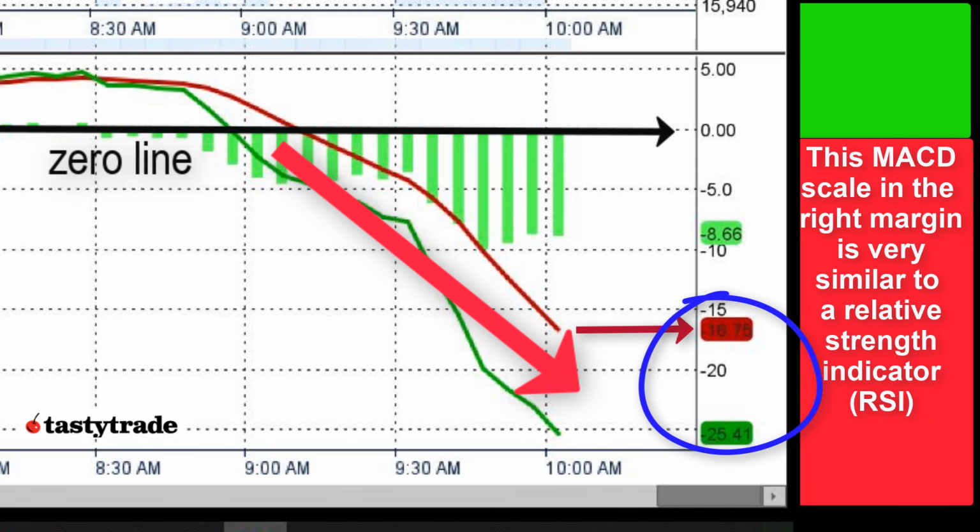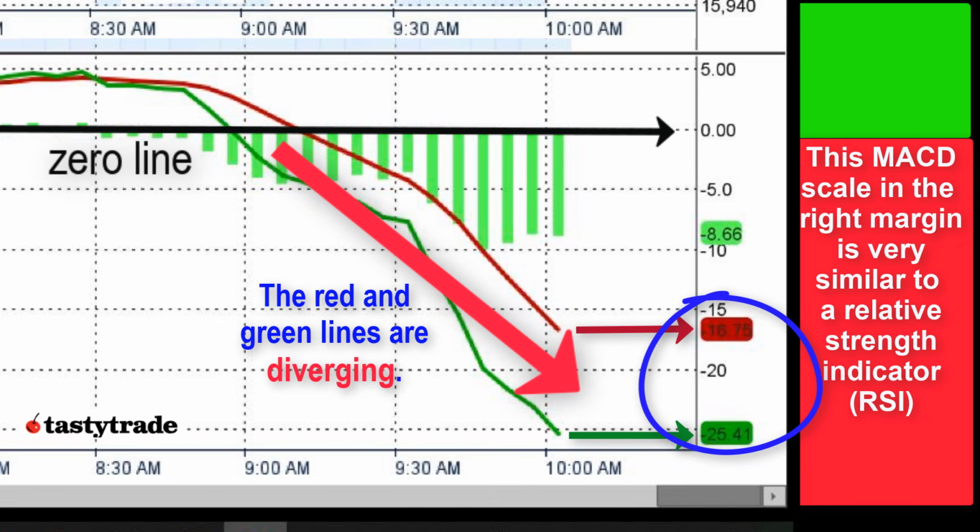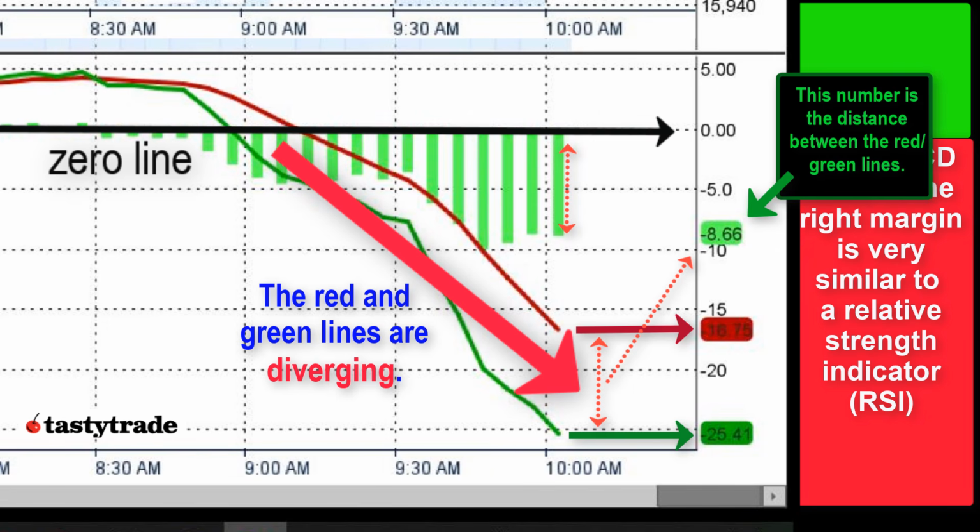The red rectangle there is about minus 16 or 17, and the other one is minus 25. Now, the distance between that red and green there is the same as the distance between the two lines over on the left there at the tip of that red arrow. Well, you can look at the red and green arrows and see clearly in the last hour they've grown further apart, and those negative numbers over in the right margin have gotten more and more negative.